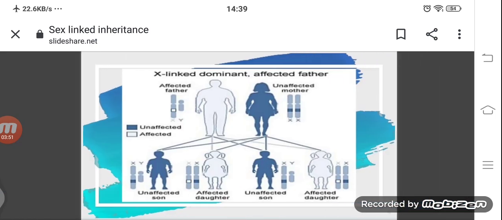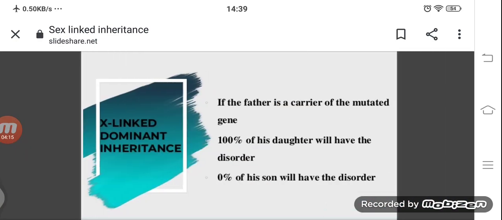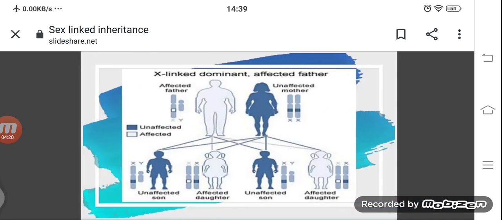How? Based upon the structure, with an affected father and unaffected mother, it gives 4 children: 2 male and 2 female. The male children are always unaffected and the female children are always affected. If the father carries the mutated gene, 100% of daughters will have the disorder. That's why both daughters are affected and both sons are unaffected.